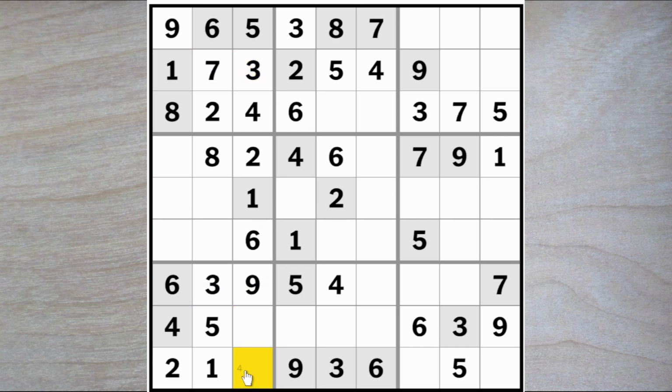7, 8 here now. 7 blocks over, one of these is a 7, therefore this must be the 8, and this must be the 7. 4 and 8. 8 must go up here now because the 8 blocks over. So these two have to be a 4 and an 8, making these a 1 and a 2.